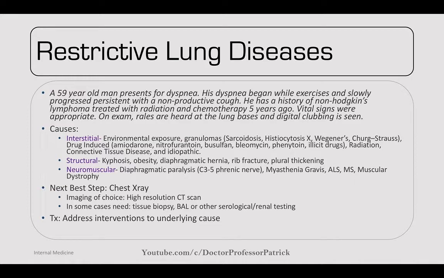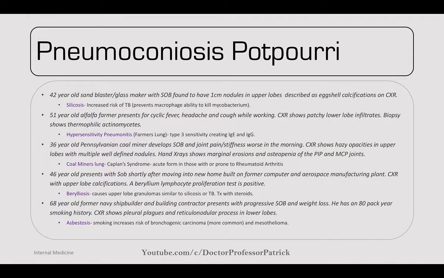So your next best step for all of these is going to be a chest x-ray. And then a high-resolution CT is helpful for a lot of the interstitial causes. And in some cases, you're going to need a tissue biopsy or a bronchoalveolar lavage or other serologic and renal testing. So the treatment is to address interventions to the underlying cause. We'll go over some of these now.